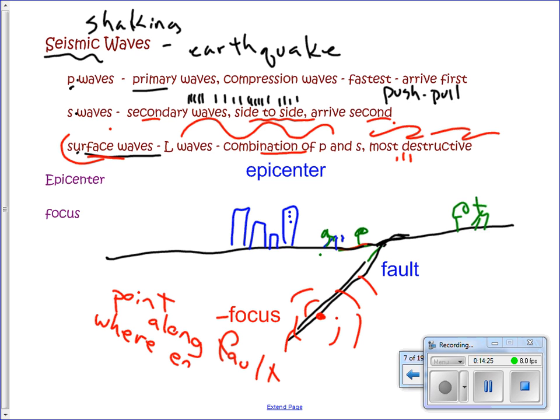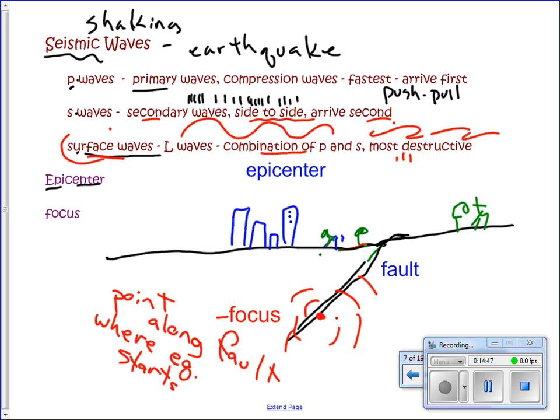And I'm just going to put EQ for earthquake. And oftentimes it's deep underground. And when you hear people talking about an earthquake, reporting about it, they'll say the fault ruptured, you know, a mile beneath the surface or something like that. And then we have what's called the epicenter.